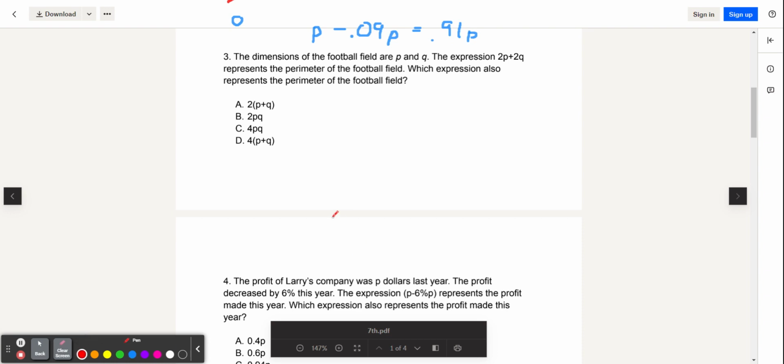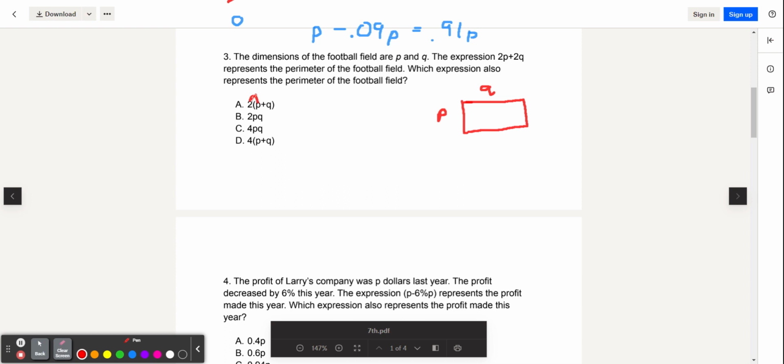The dimensions of the football field are p and q. The expression 2p plus 2q represents the perimeter. Which expression also represents the perimeter of the football field? So here I've drawn out the diagram, and this is of course the perimeter, 2p, 2q. Now, what else is equivalent? A is correct, just by looking at it.